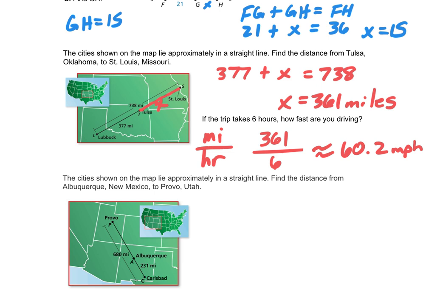Okay, and what you might say is, well, that's not very fast, right? Probably not. And I don't know if there's an interstate. There probably is an interstate that connects Tulsa to St. Louis. I don't know that for sure. So you're probably driving faster than 60 miles an hour, but that's our average time to get there over that whole 6 hours, okay?